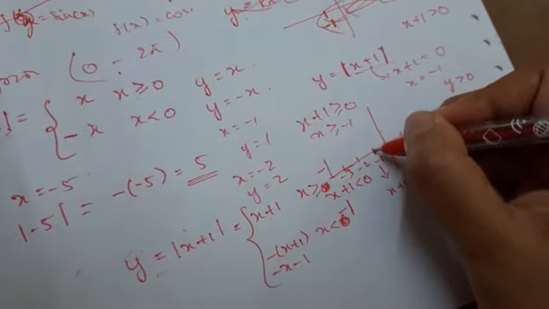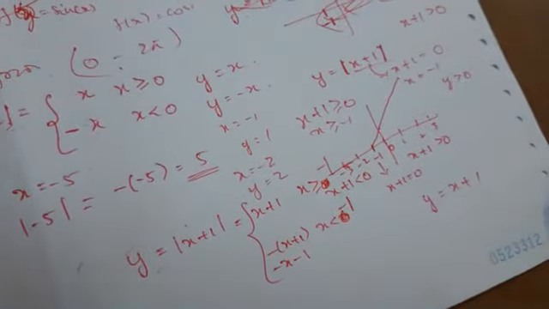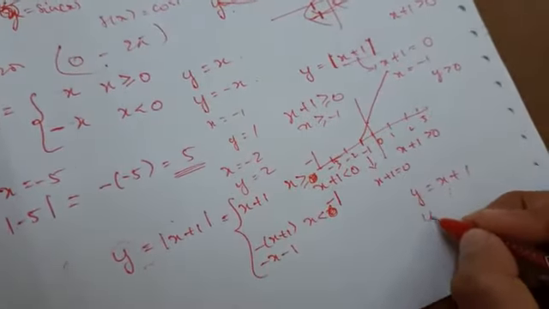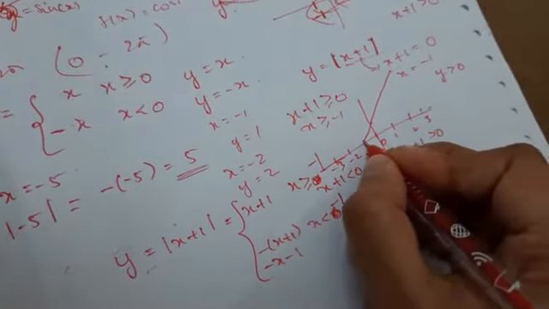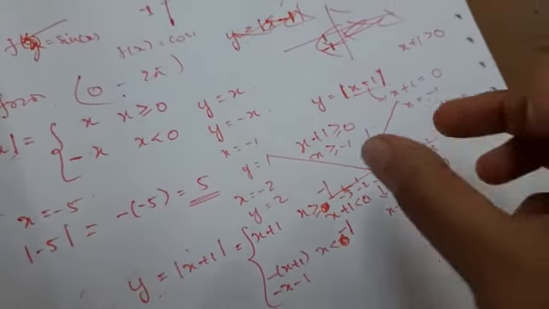So it is a line which is passing from here. It will be the line y is equal to x plus 1, a line like this. Similarly, when x is less than minus 1, our equation will be y is equal to minus x minus 1, and it will be a line passing in this form. So clearly this is how we are going to deal with the modulus function.